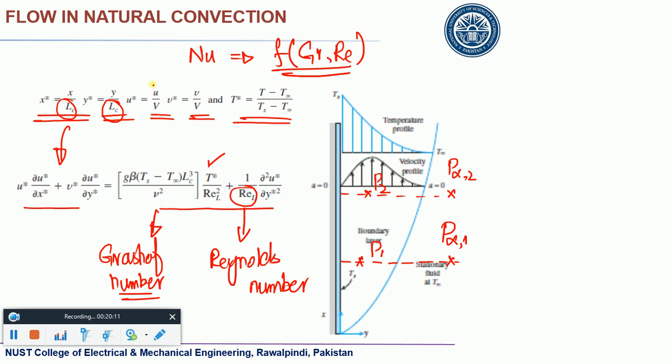Now for natural convection, the importance of this Grashof number is, if its value is 10 raised to power 9 or less than that, you would consider your flow to be laminar. You would see nice streamlines. And if it is greater than 10 raised to power 9, you would see that the flow is turbulent.